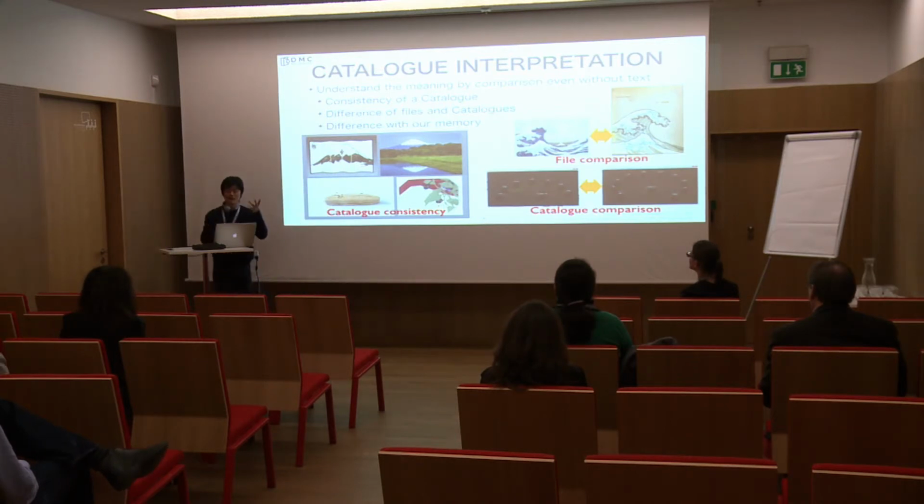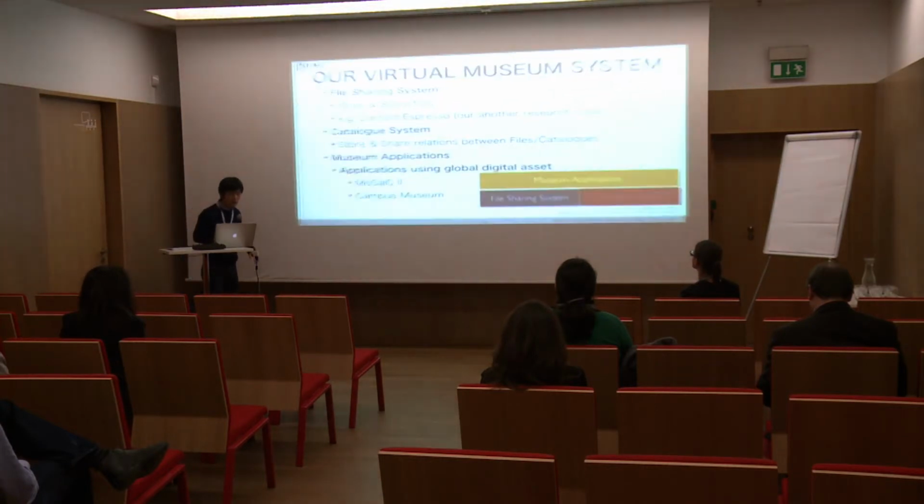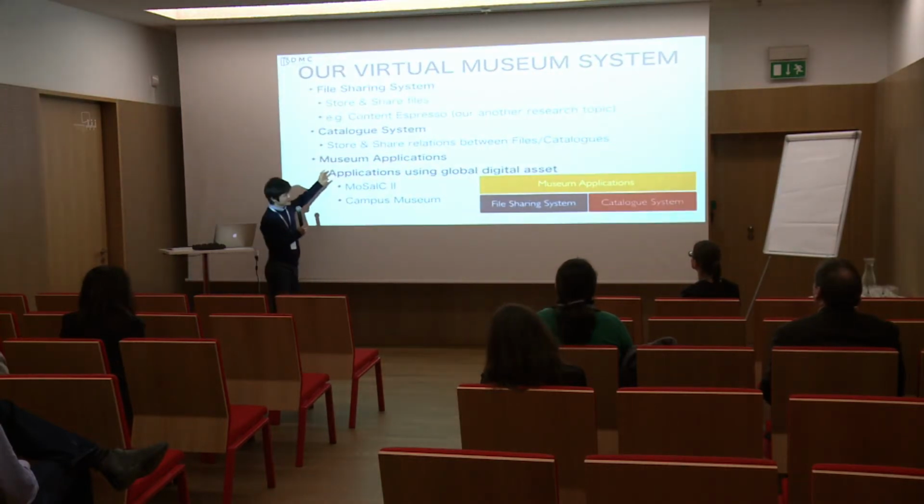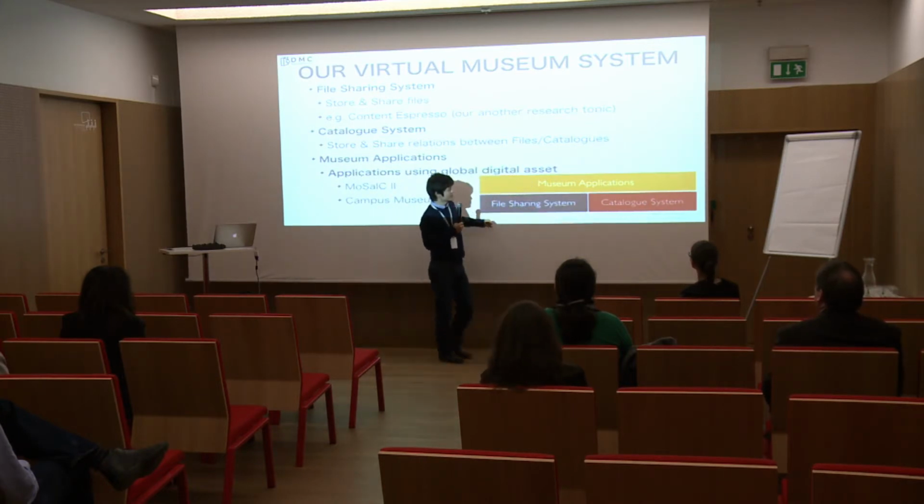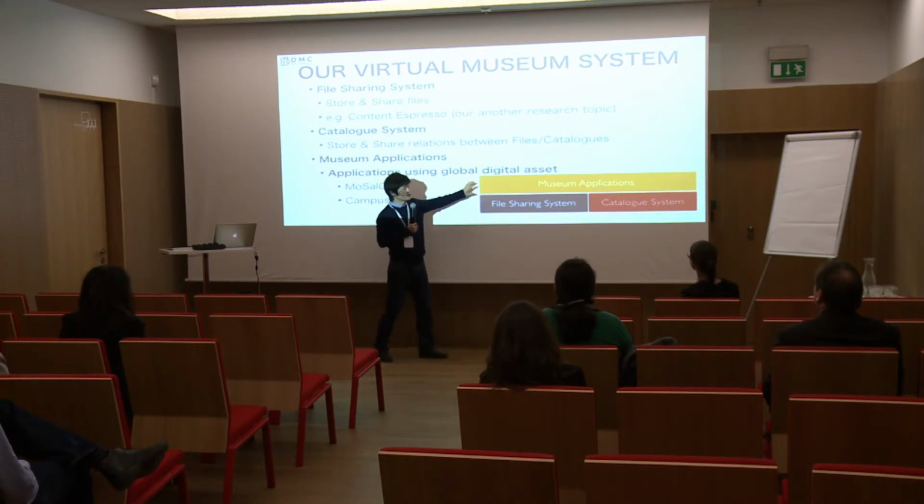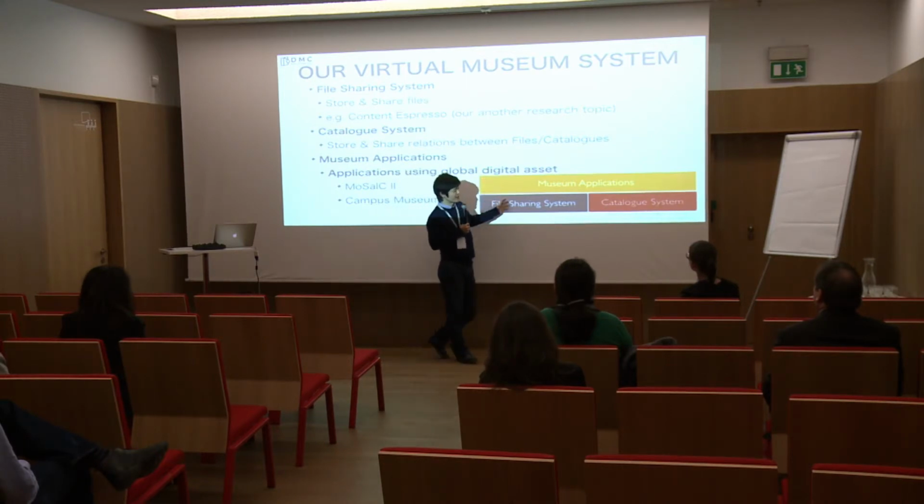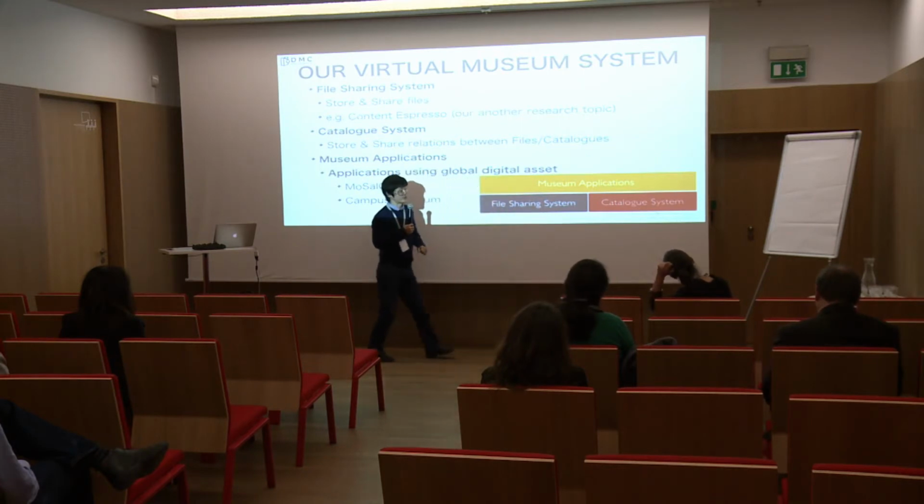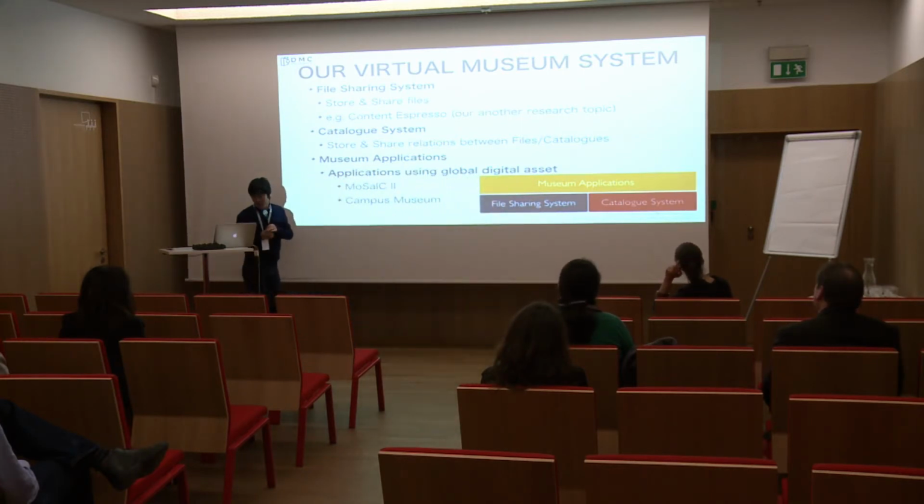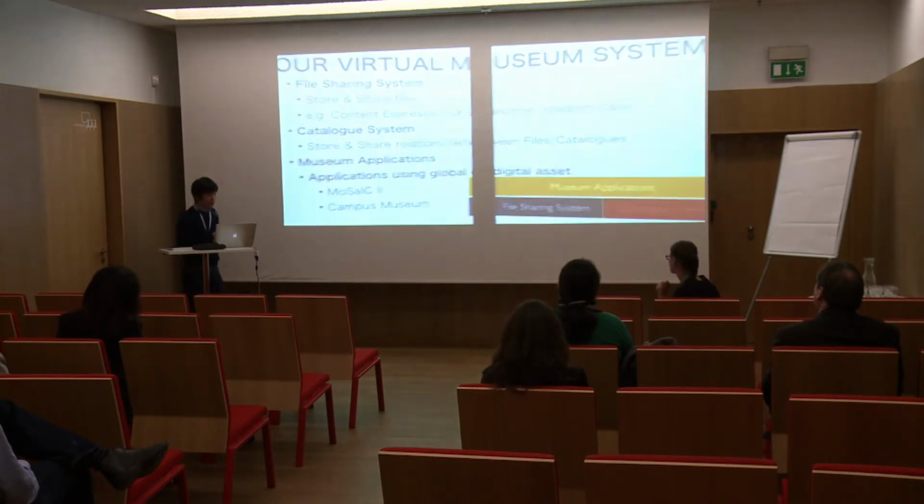Those comparisons between the files, between the catalogs, and also the consistency of the catalog will inspire something in your mind. Our virtual museum is like this: a file sharing system, and also the catalog system I just introduced to you. On top of those two, there are museum applications. We can utilize the file data itself and also the context information, and combine those two to realize an application. I briefly introduce the applications.